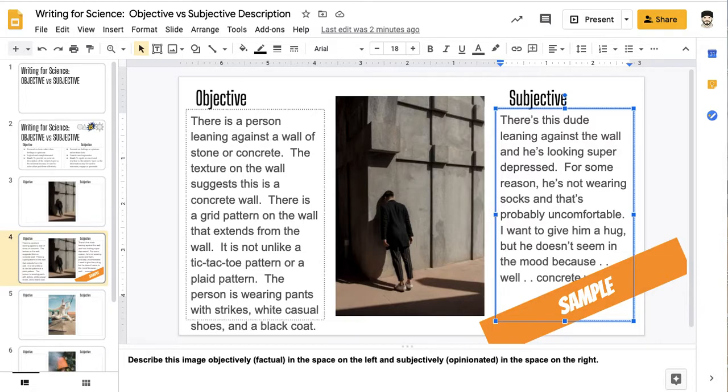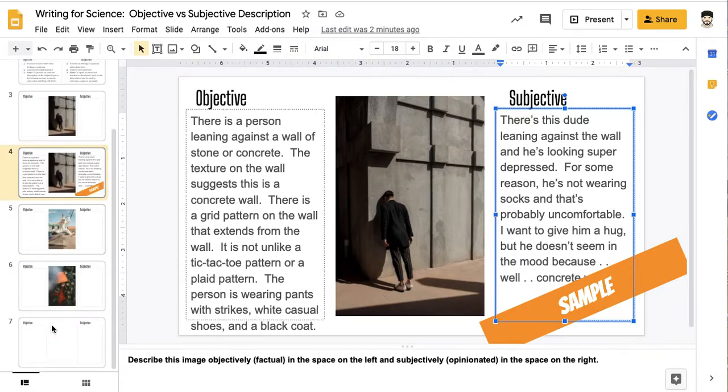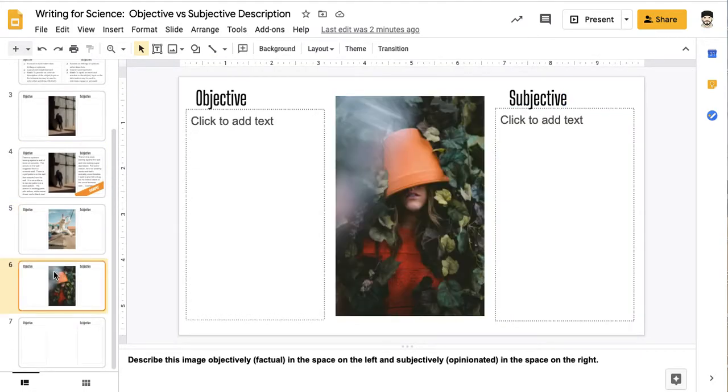But so you can see that these two pieces of writing are based on the same image, but very different purposes, very different goals. And that is key to objective versus subjective writing. And we write for science, we want to write objective and subjective. So what comes next are 2 images for you to practice on. I'd like to see you practice on those.